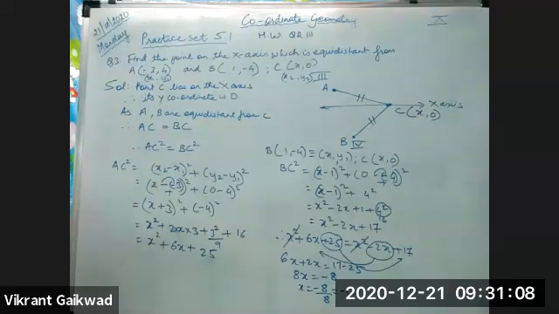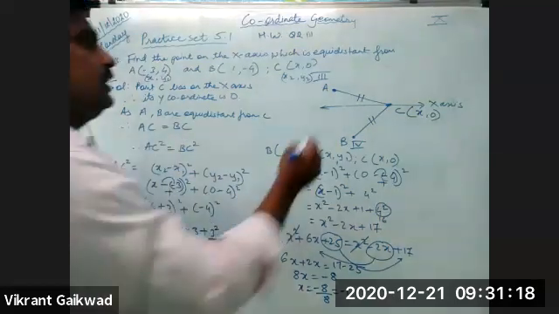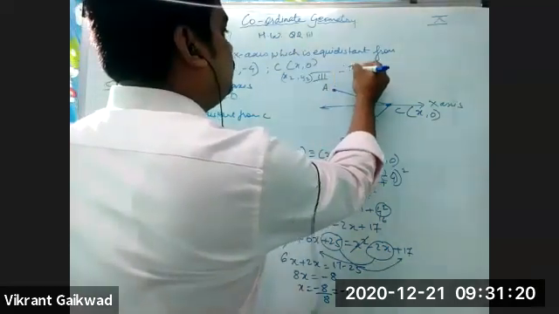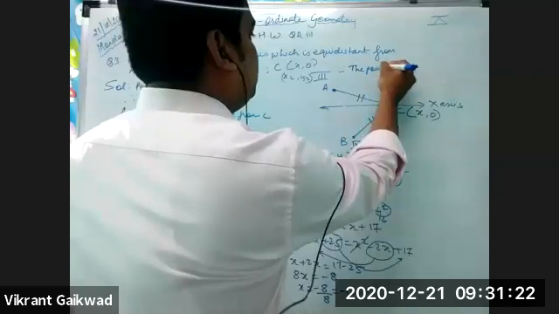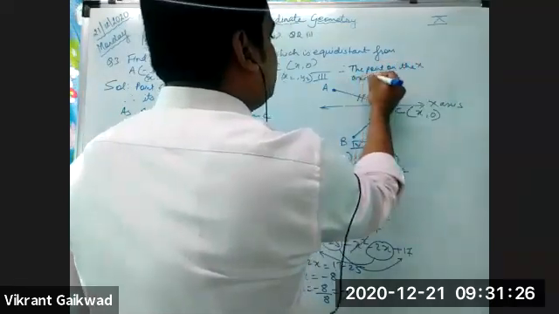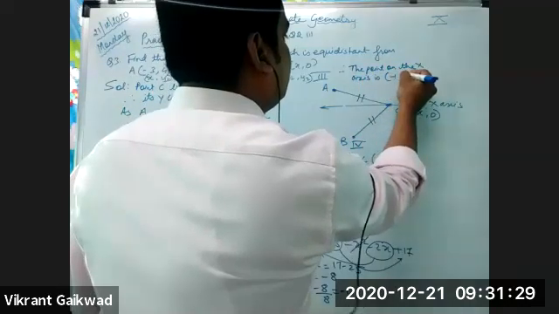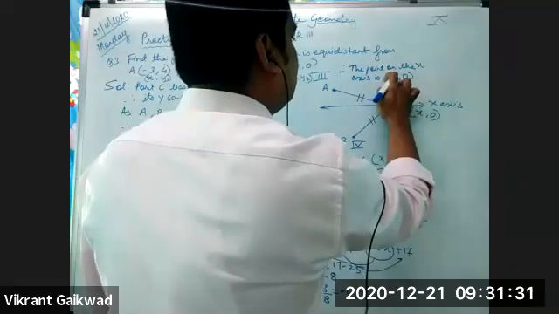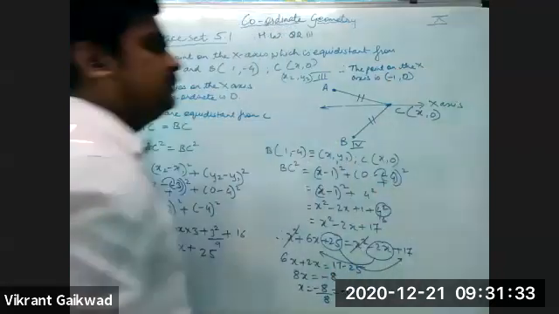So you've got the value of x. Now we want the point on the x-axis. Therefore, the point on the x-axis is minus 1 comma 0.